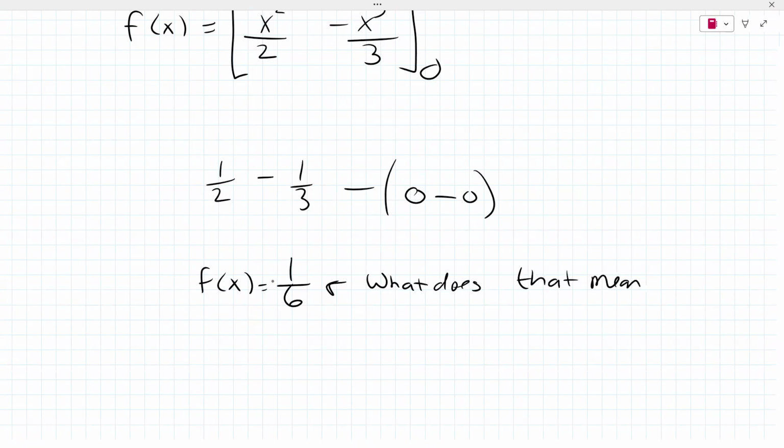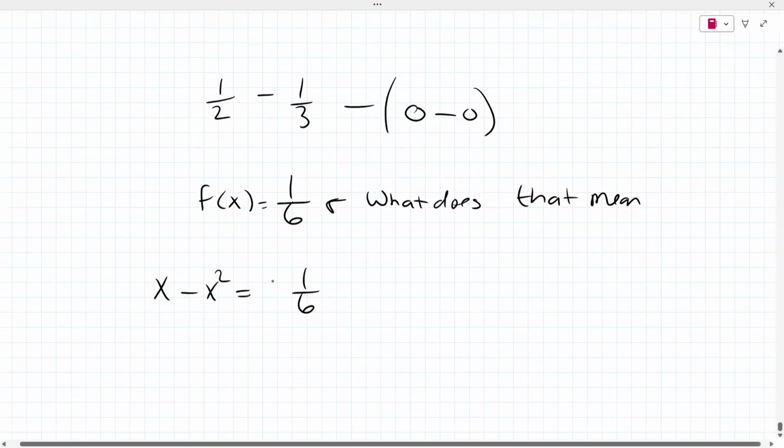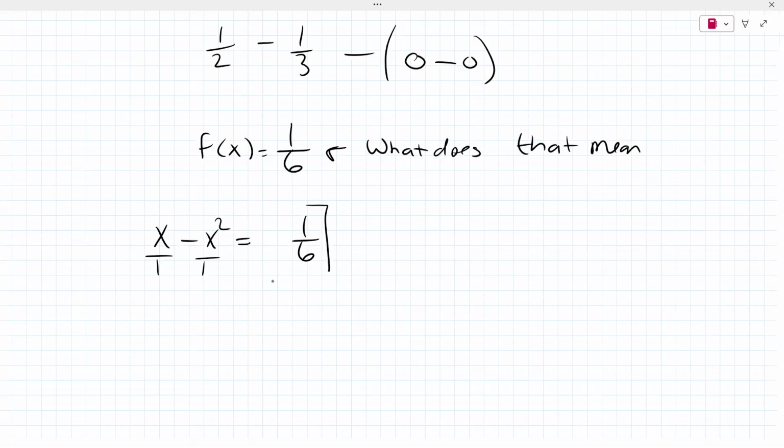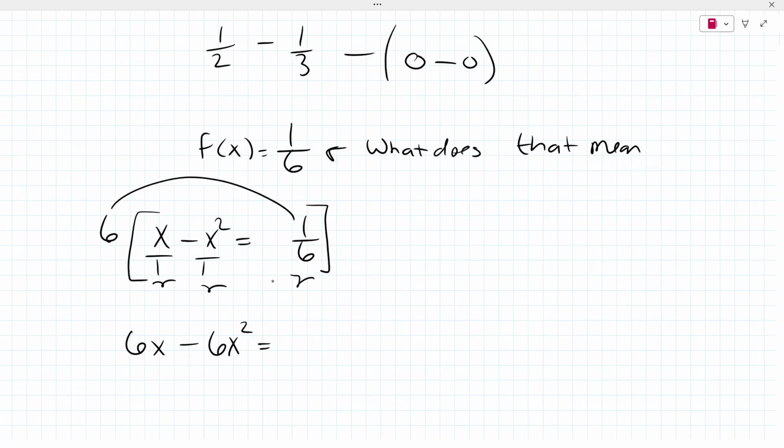It means that your f of x, which is x minus x squared, equals 1/6. And then you go ahead and try to solve for x. So we have a fraction. To get rid of the fraction, we're going to multiply all 3 sides by the LCD. So we have a 1, 1, 6. So my LCD is 6. Go ahead and distribute that 6. So this is going to be 6x minus 6x squared. And then 6 times 1/6 is 1.